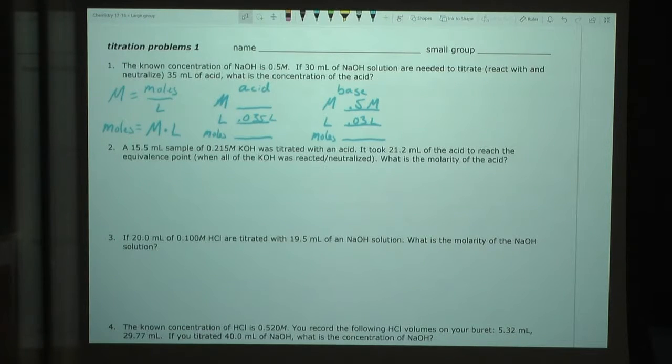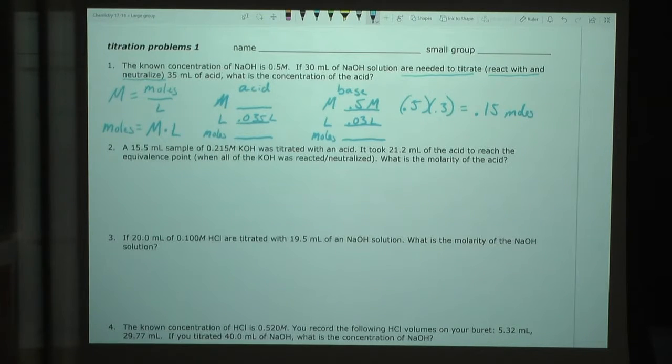The other thing that I know is that when I reach my titration point, so where's the key term here? Are needed to titrate, react, and neutralize. When I see that, needed to titrate or a neutralization reaction, I know I have a 1-to-1 molar ratio of acids and bases. Now, can I solve for moles of base here? I can just take 0.5 times 0.03. How many moles of base do I have?